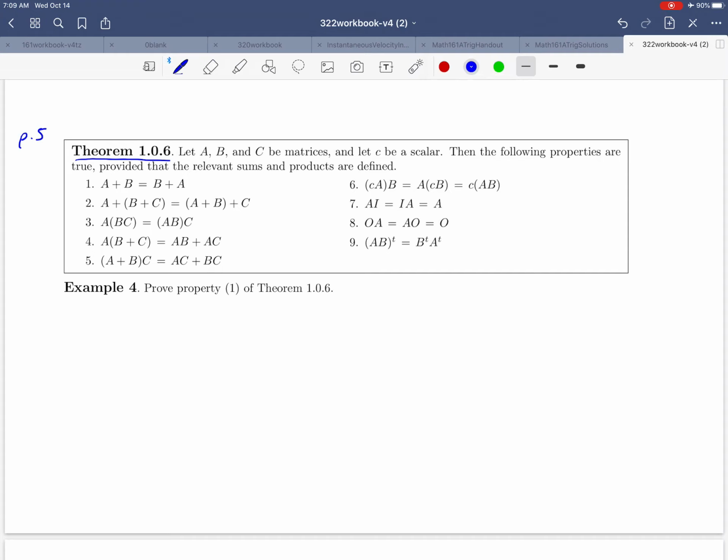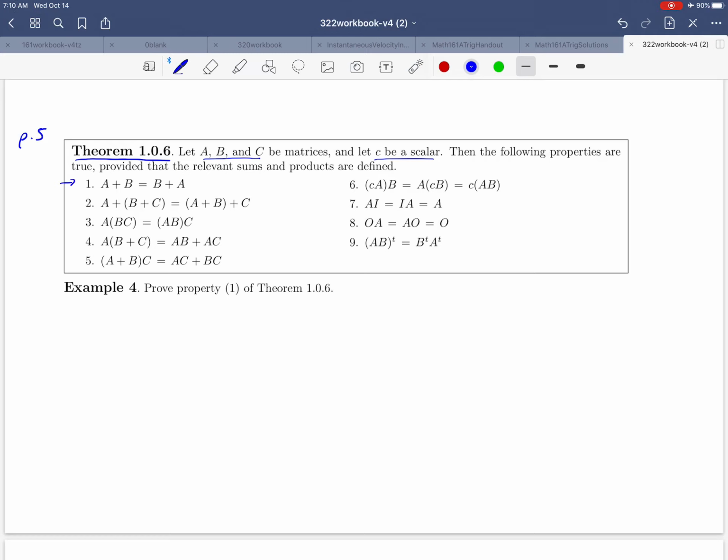Okay, and we'll start with Theorem 1.0.6, basically just a big long list of properties that matrices have to have. So we're starting with three matrices A, B, and C, and we're going to let c be a scalar. And it turns out that all of the properties on this list are true, provided that the matrices have the correct sizes, so that the sums and the products that you see make sense. So let's start with number 1, for example.